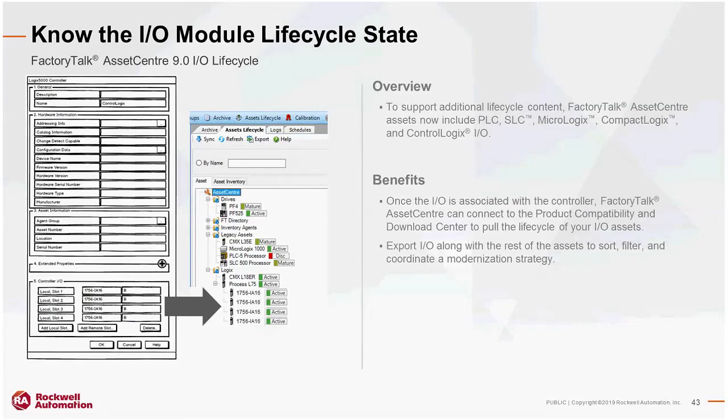Version 9 also added lifecycle states for your I/O modules. Although small, the green squares next to devices indicate that products are active. Here, you can see next to the PLC-5 processor, there is a red square indicating a discontinued state. If you were to hover your mouse over that red square, a pop-up recommending migration to a 1756 L7x controller would come up.